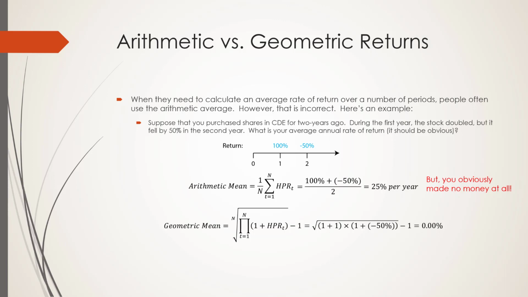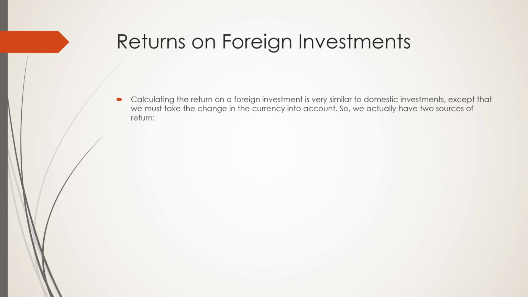So the point here is anytime you're dealing with returns over time, you almost certainly should be using compound average annual returns, geometric means. There are exceptions to that, but generally that's the case. Another issue, and this is the last issue that we'll talk about, has to do with calculating rates of return on foreign investments.